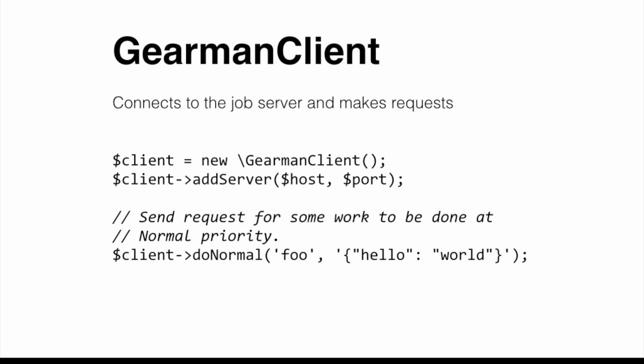So if this is running on our web server, we create the client, we tell it what host and port we're going to be talking to for the Gearman queue, and then we tell it to do some work. In this case, we're sending a request for work to be done at a priority called normal, and this is going to happen in the foreground. So the web server is going to wait for this request to finish and come back before it proceeds. And we're telling it that we want to do some work called foo, and we're passing it this JSON string hello world.